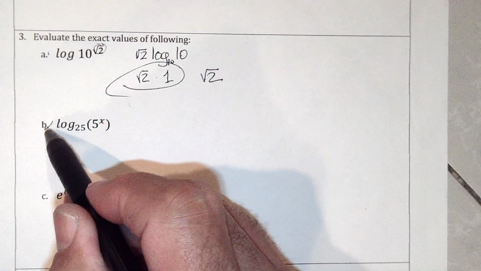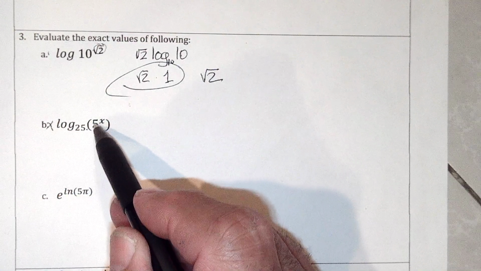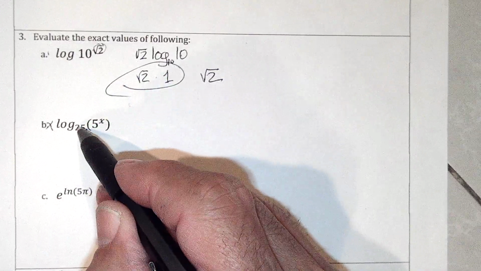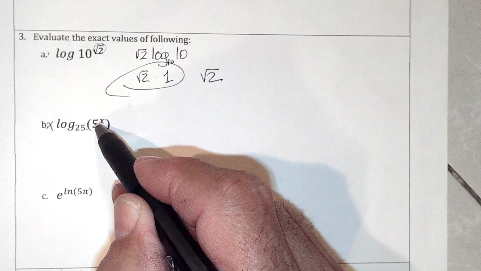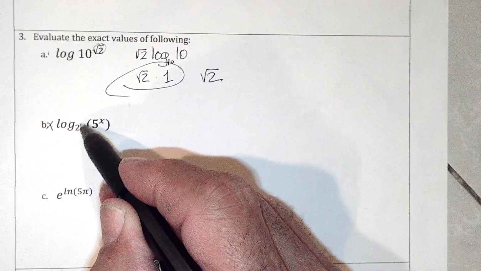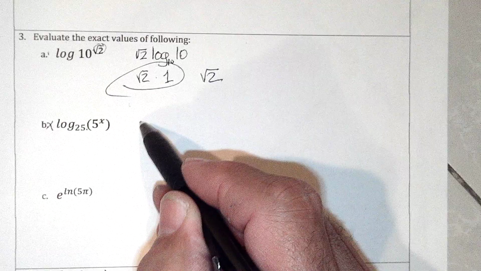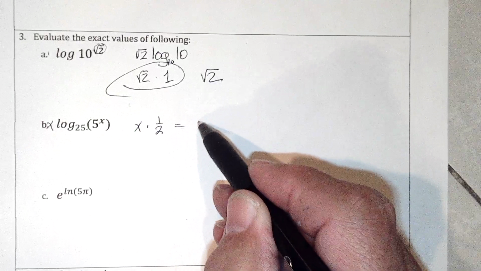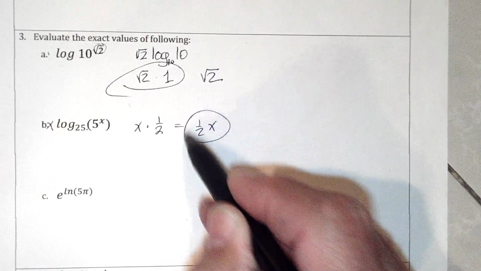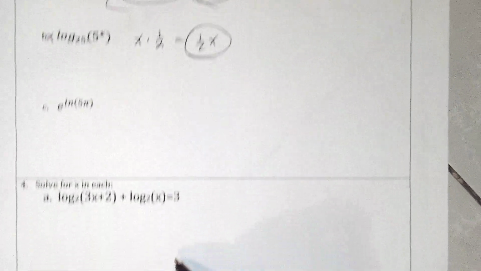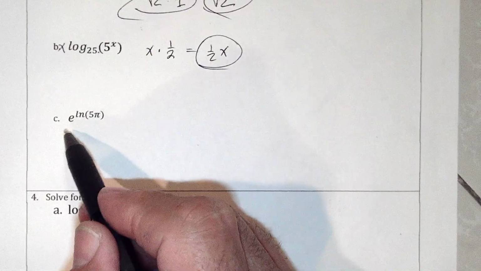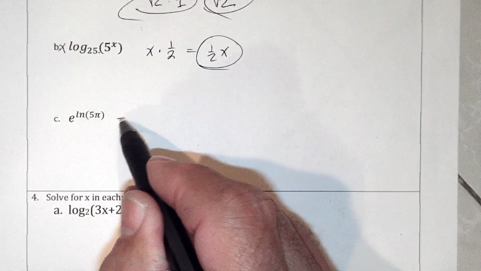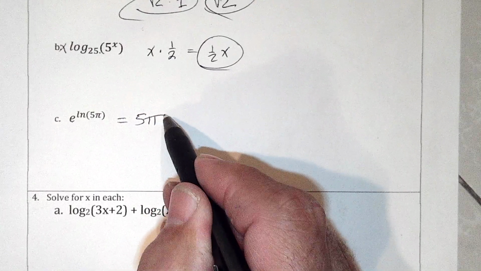The power can come down, and then I got 25 to what power is 5? Well, I have to do the square root to get to 5, and the square root is the 1/2 power. So I have x times 1/2, so my answer is 1/2 x. That's the exact answer. And this one, e to the ln 5 pi, is just another way to write 5 pi.